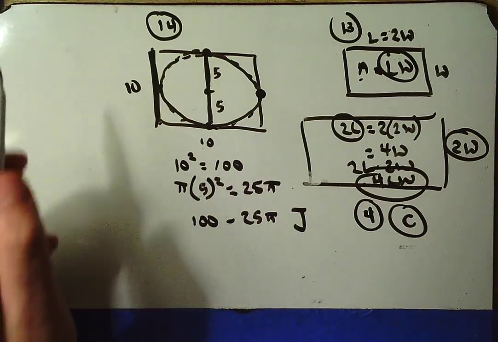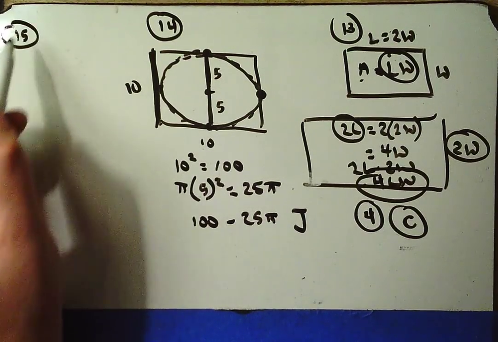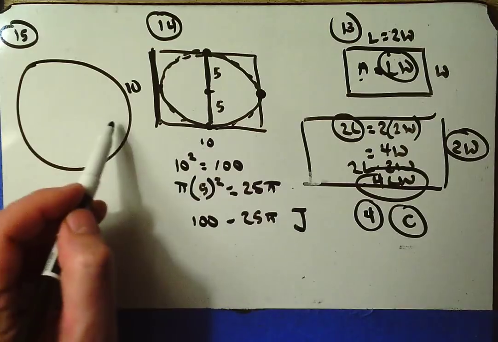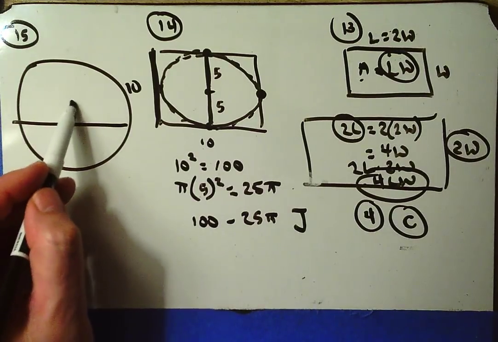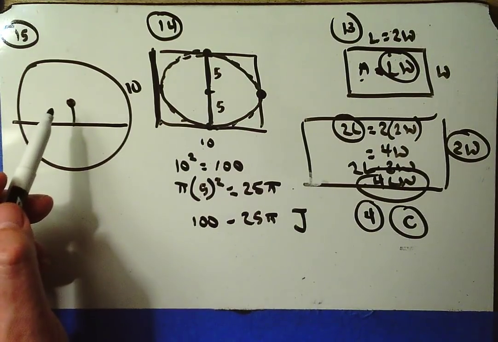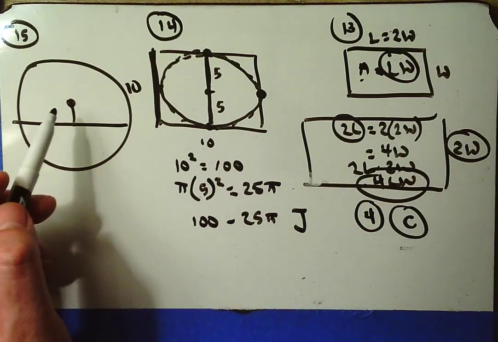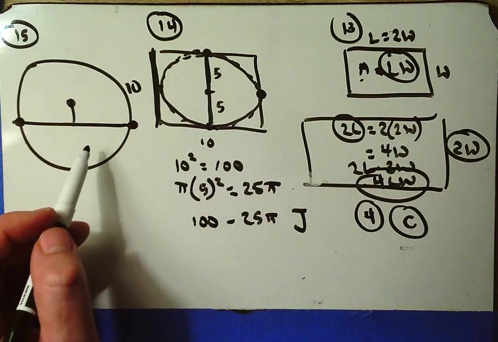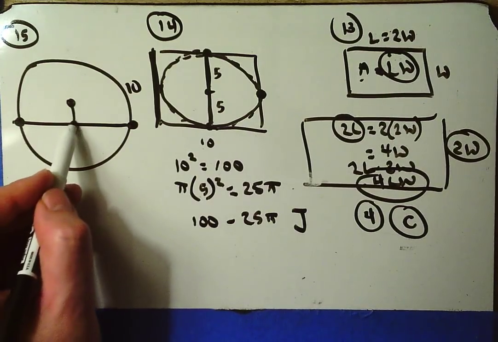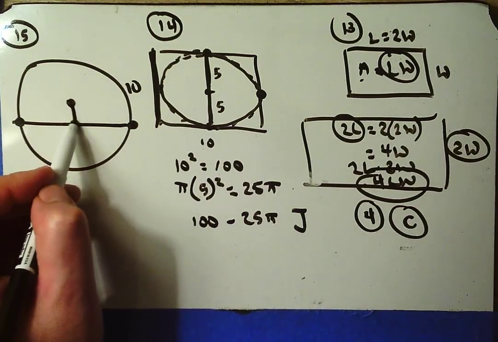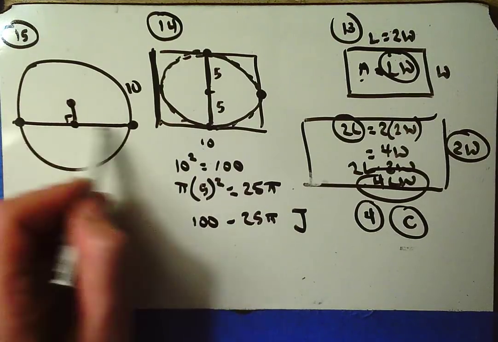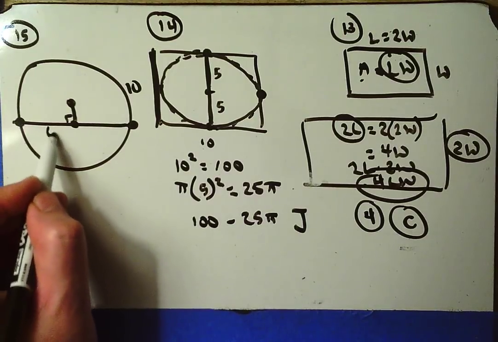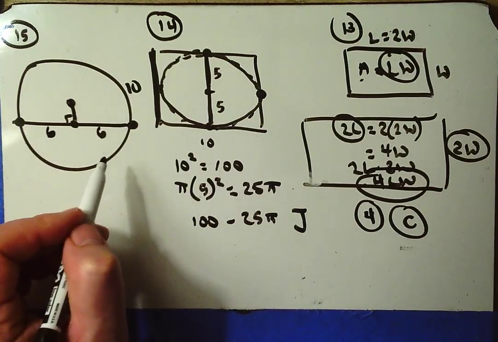Okay, what about number 15? In the figure shown below, we know that FG has a length of 12. Now remember that this segment from the radius is bisecting that chord, so if this whole chord is 12, this is 6 and this is 6.